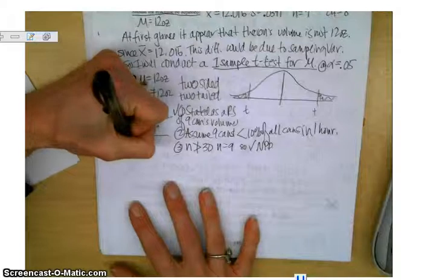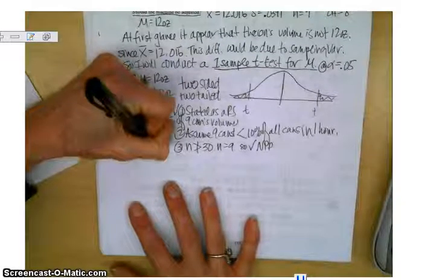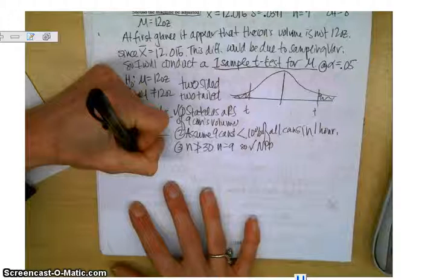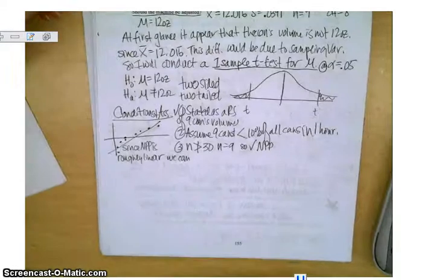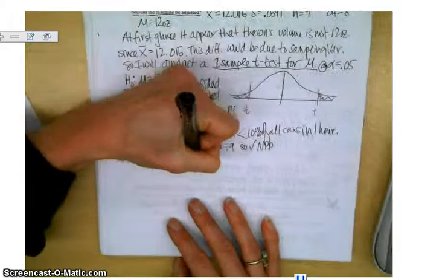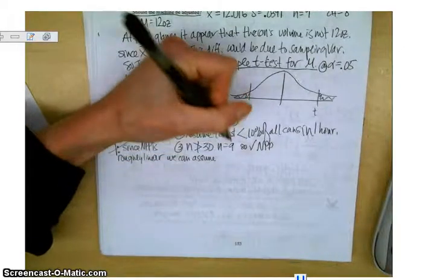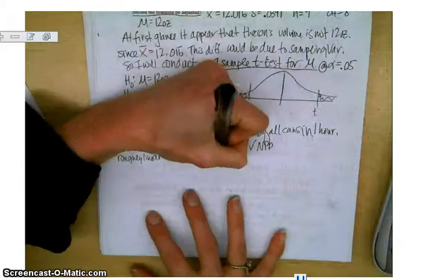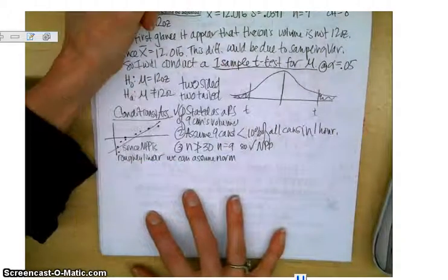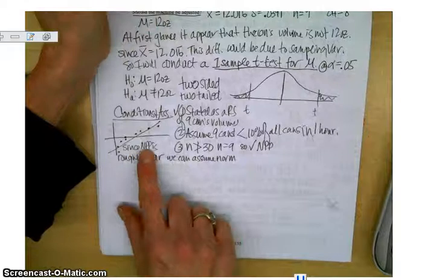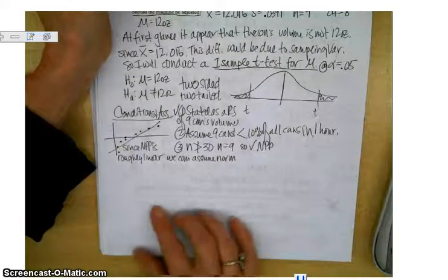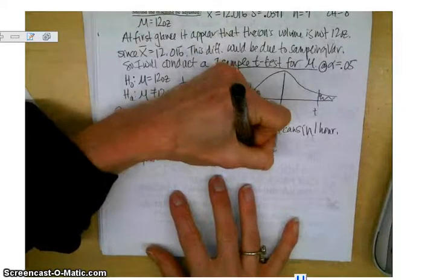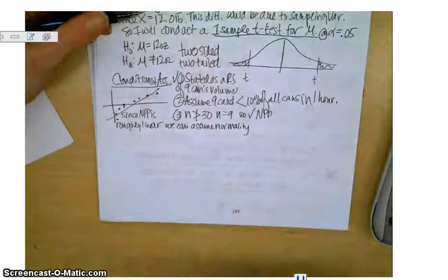So since the NPP is roughly linear, what can we assume? Okay, we can assume approximately normal. Or you could just say normality is another way to say that. Since the normal probability plot is roughly linear, we can assume normality. All right, so all the conditions and assumptions are met, so we can do our calculations. And we need to do our probability.